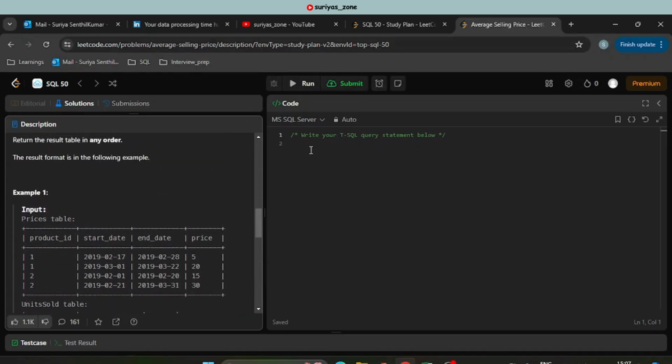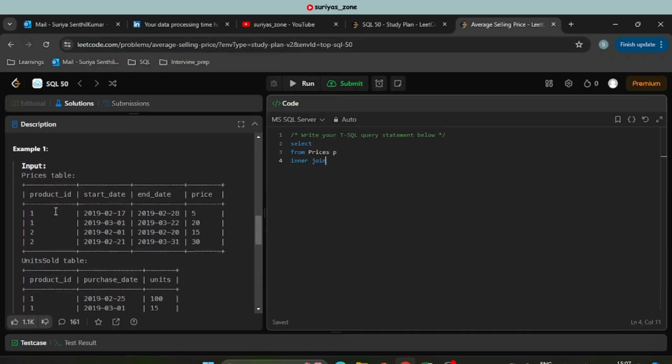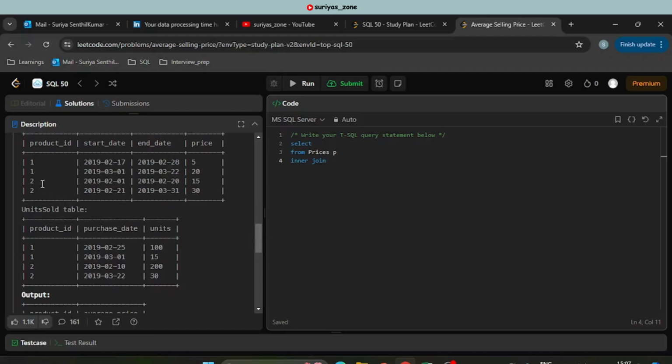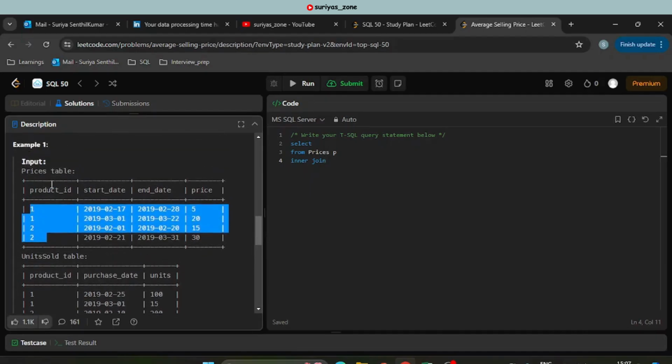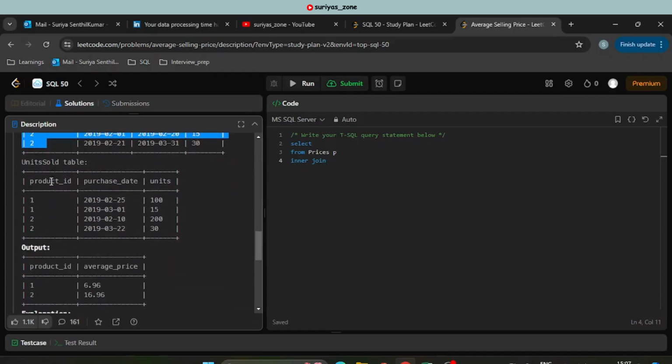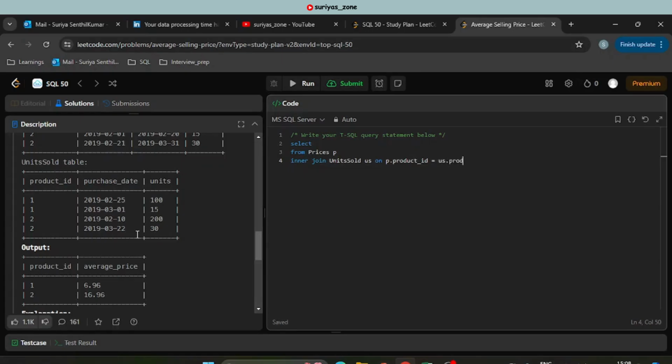Now let me solve the problem. Select from prices P. For the time being I am going with an inner join, because by seeing this prices table and units table, the same product IDs present in the first table, our base table, are present in the dependent table as well. But we'll see if any of the hidden test cases are failing, and based on that we can change our solution. Units sold US on P dot product ID equal to US dot product ID.